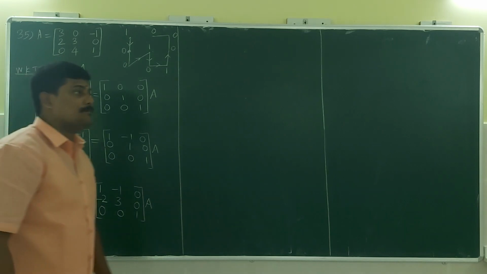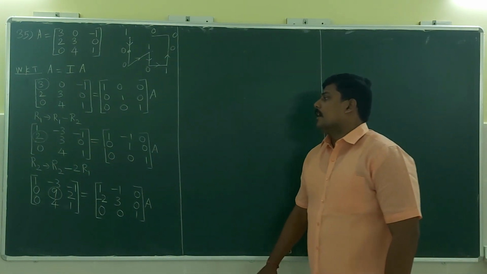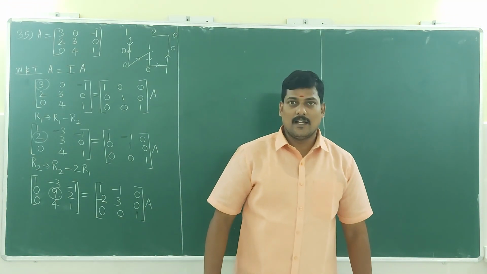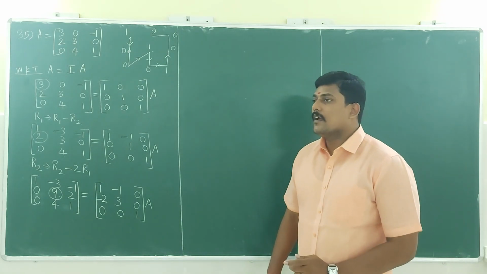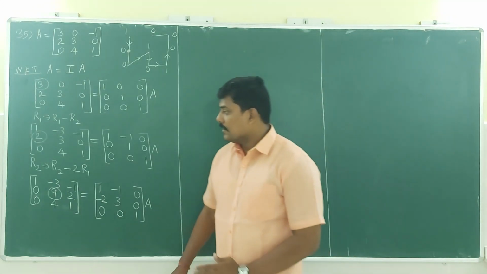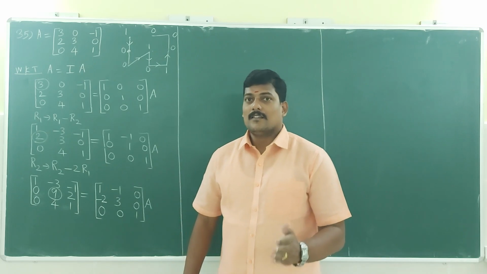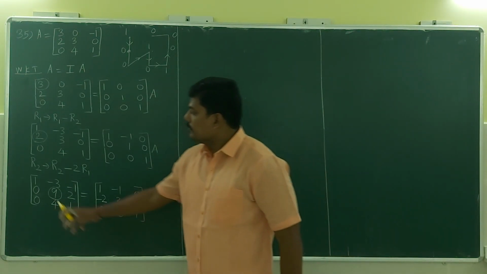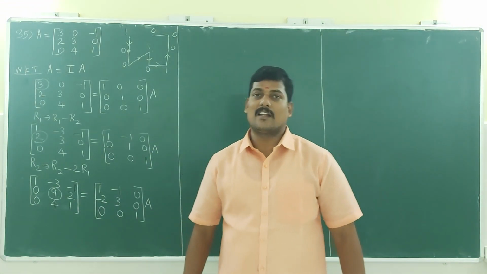Listen carefully. This is a very important step. Now our target is this 9. I have to make this 9 into 1 using one of the row operations. And one more point you have to note down: the operation we are going to apply should not disturb the previous 1 and 0.